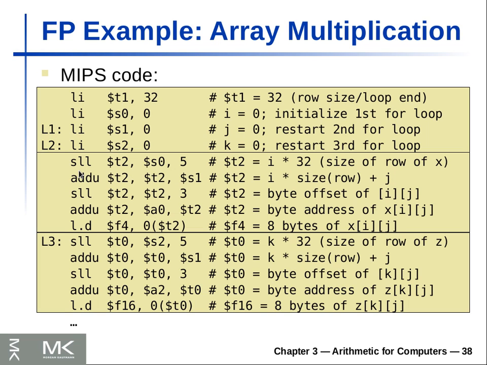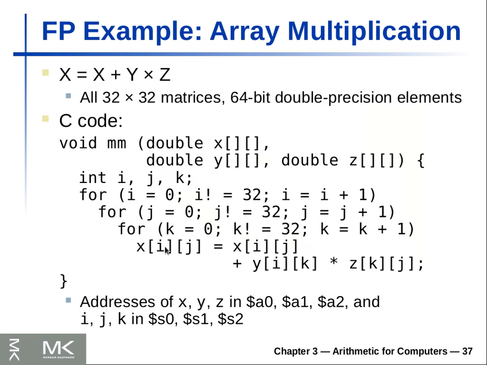Is it not simulate? So we're doing I times 32. Notice that, wait, hold on a second. What's going on here? We have S0, which is 0, I, multiplying it by 32, and then you're going to load that into T2.